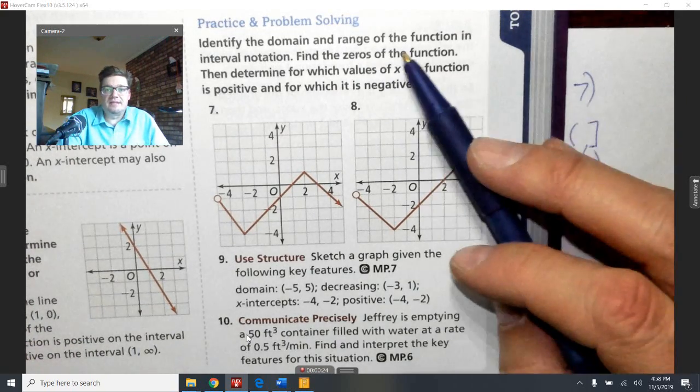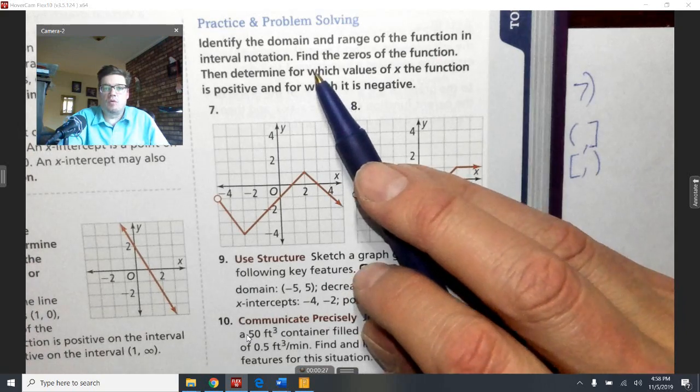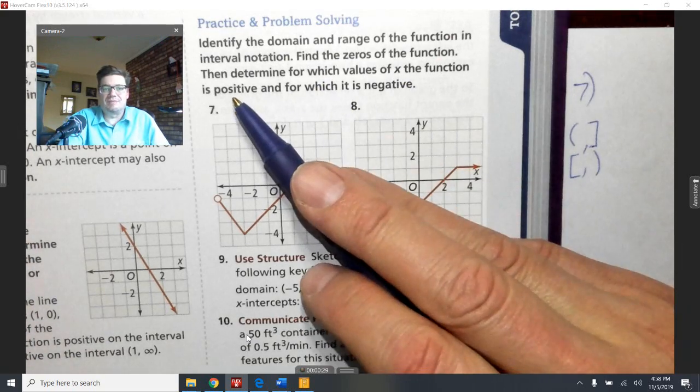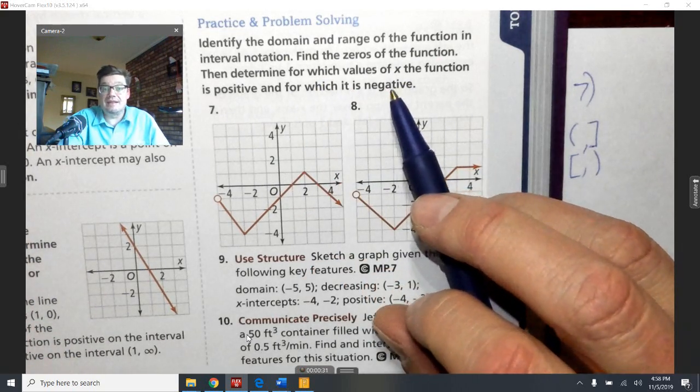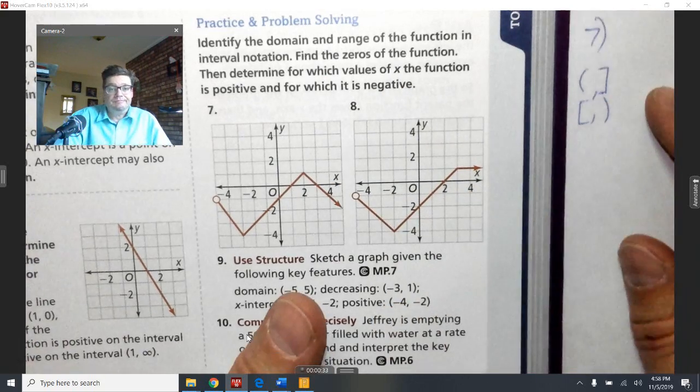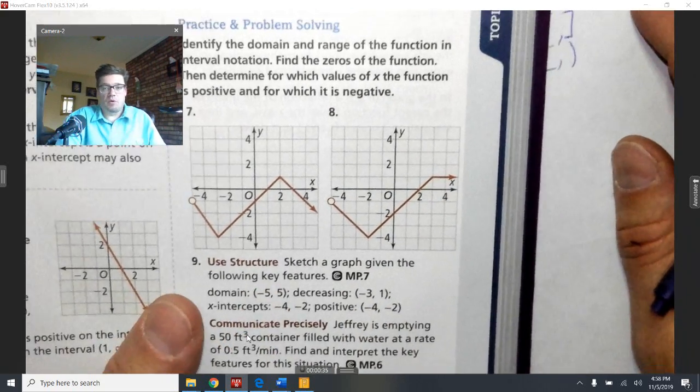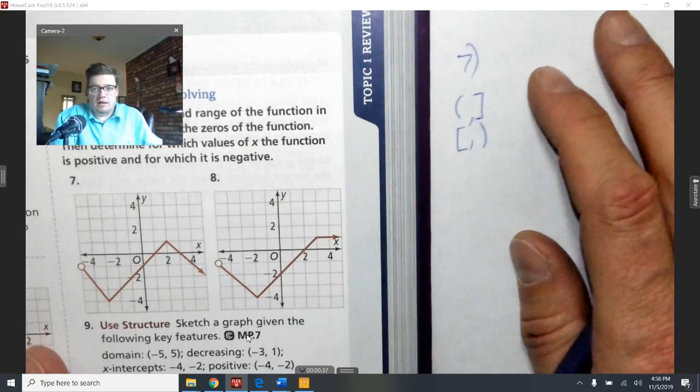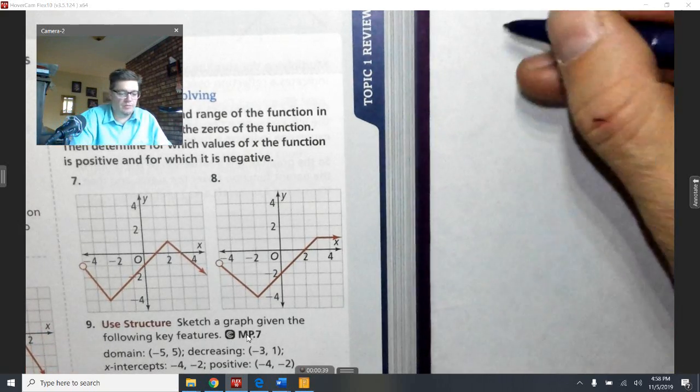We're going to find the zeros of the function and then determine for which values of x the function is positive and for which it is negative. Okay, so now I'm going to move this out of the way here. So we're going to do number 7 first.